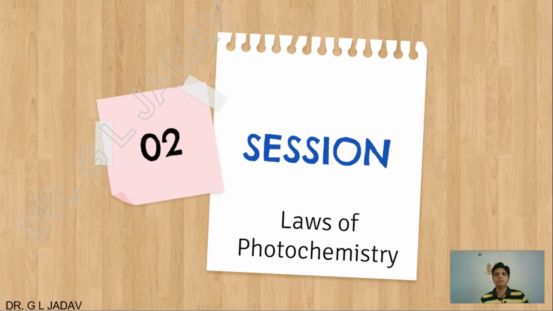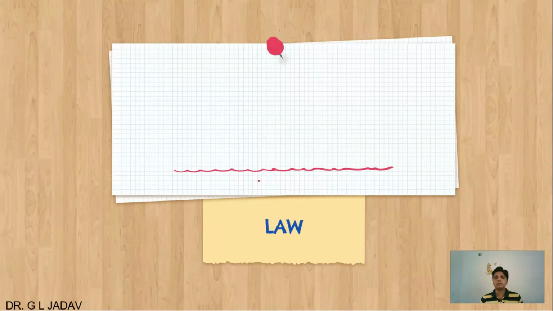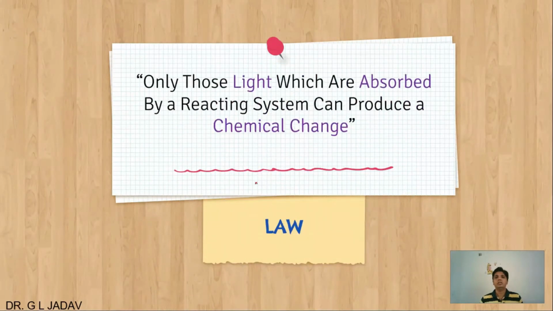Welcome to the second session of Colorimetry. Here we are going to discuss some laws of photochemistry. The first law of photochemistry is famously known as Draper's law, given by the two scientists Grotthuss and Draper. Let us look at the law.